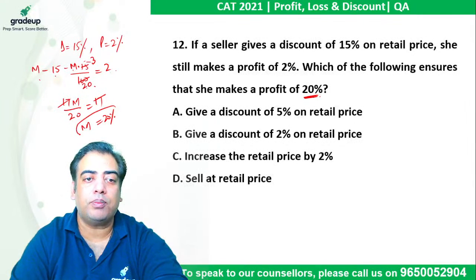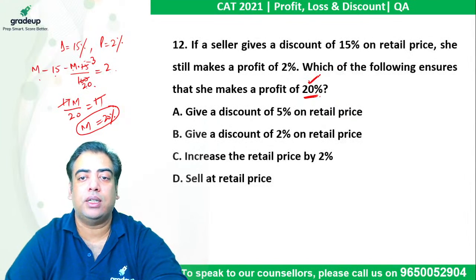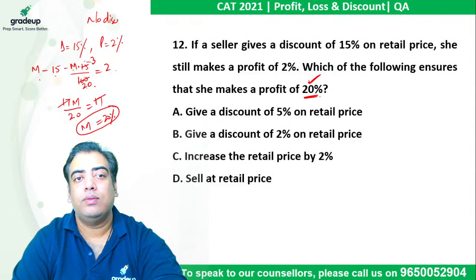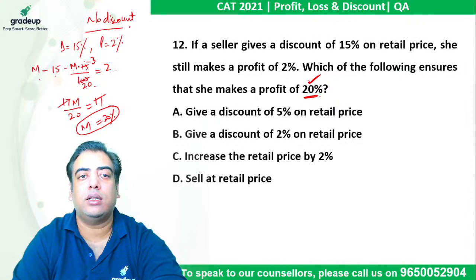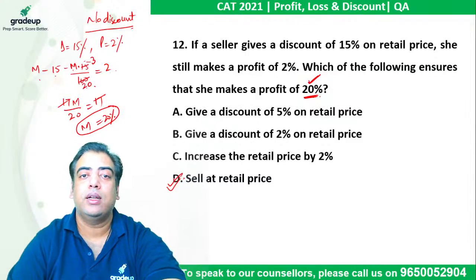As there is a markup of 20%, and you are looking forward to a profit of 20%, that is possible if and only if no discount is offered, which means you need to sell it at the retail price itself. So the right answer option comes out to be D.